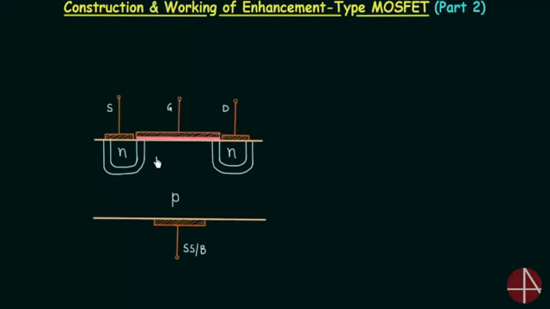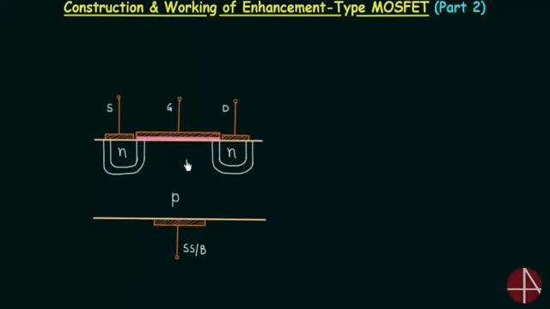Now what will happen if you go on increasing the positive potential at the gate? The uncovering of negative immobile ions will take place. The negative immobile ions near the surface will be uncovered. So the positive charges will be pushed down, and now the region near the surface will no longer remain P-type, it will become N-type. So this N-type and this N-type will now be joined by a channel which is of N-type. So this is how the channel is formed in case of enhancement type MOSFET.